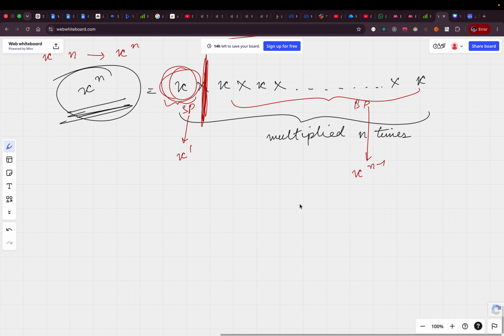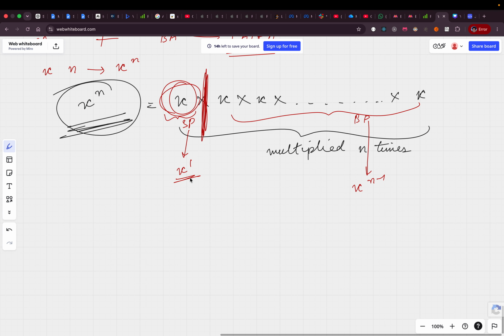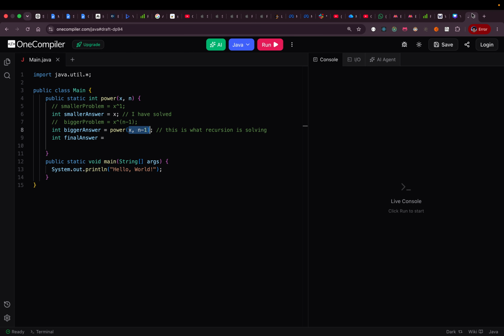Okay. And here, I have solved the answer as x for the smaller problem. Recursion has given me the answer x power n minus 1. Now you might be thinking, how is recursion giving the answer? That is something we will see when we dry run the code. But for now, just have absolutely blind faith in recursion that yes, recursion will give you the answer.